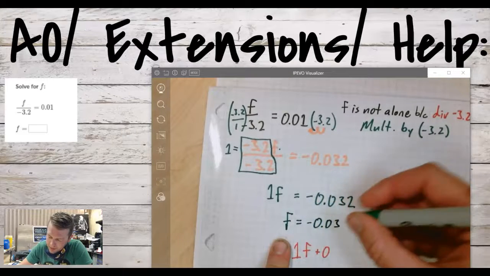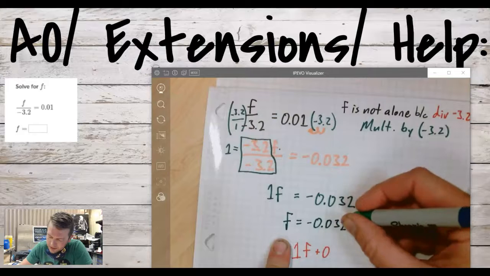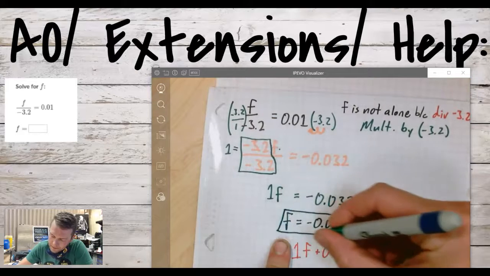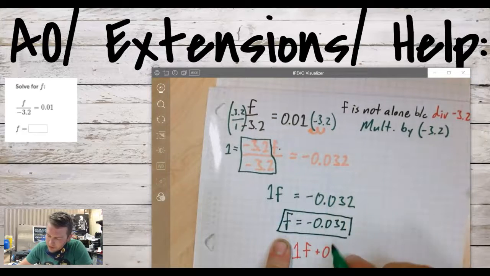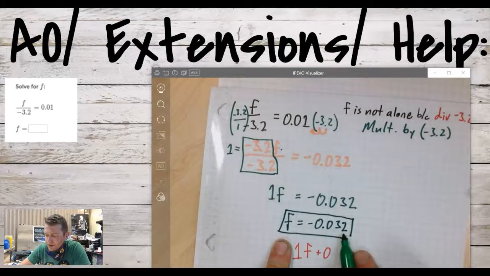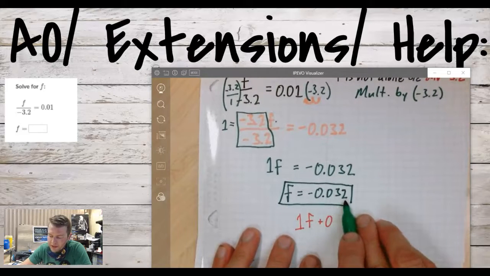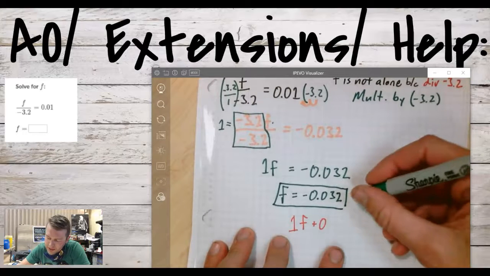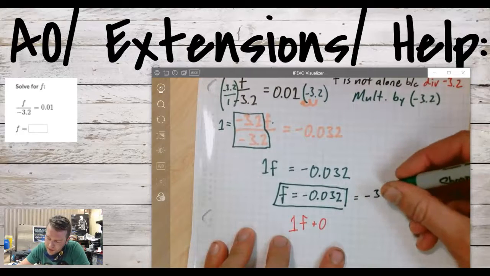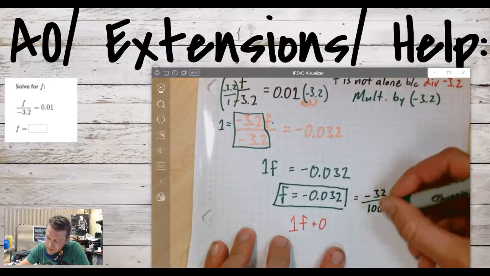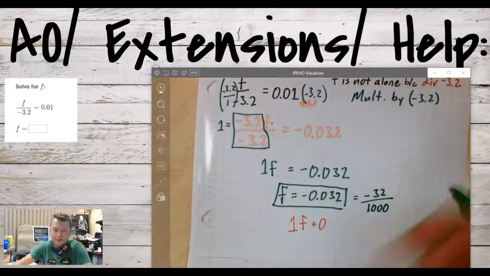negative 0.032, or f is equal to a negative 32 thousandths, if we want to say that the right way, because tenths, hundredths, thousandths place. So this would be negative 32 thousandths. If we wanted to write it as a fraction, we could write it as negative 32 over 1,000.